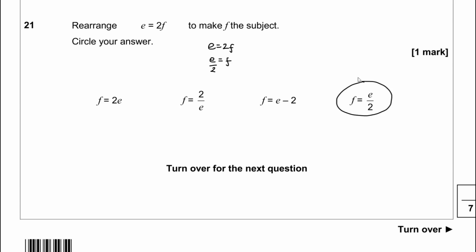It's this one. As I said earlier in this paper, one of my students liked to use this triangle to define which one should be divided by which one. So if we have 2 times F like this, we make 2 times F here, and then the result is E. We put E here. So to make F the subject, we know E is always on the top and 2 is always in the bottom. So E by 2. You can also use this trick if you like.